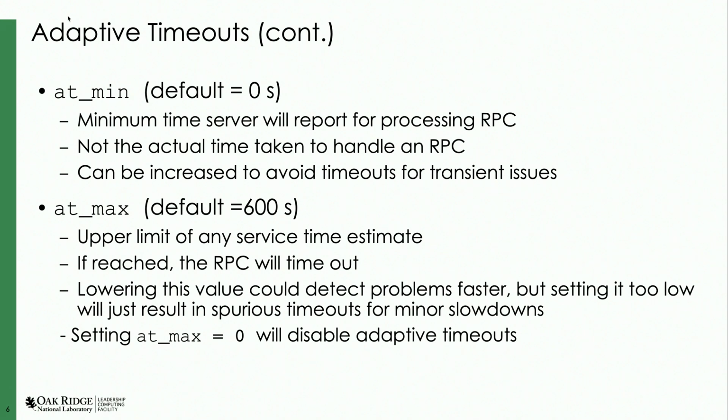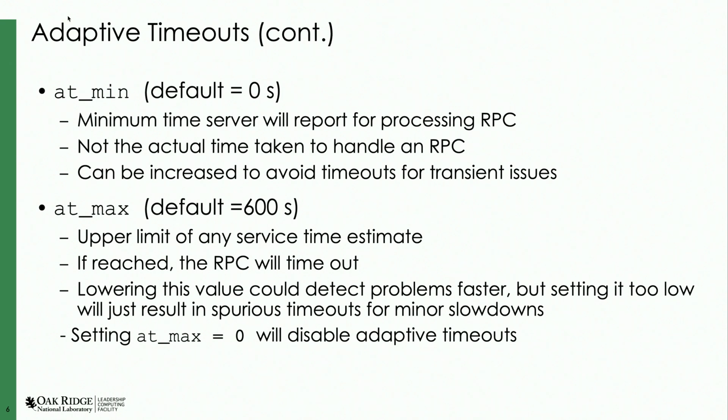With ATmin, the thing to keep in mind is that this isn't actually the amount of time the server will take to process the request. That's just the smallest value a server will send. So if you set that to something like 40 seconds and requests are completing in 2 or 3 seconds, the server's estimate will always be 40 seconds. It will never go lower than that.